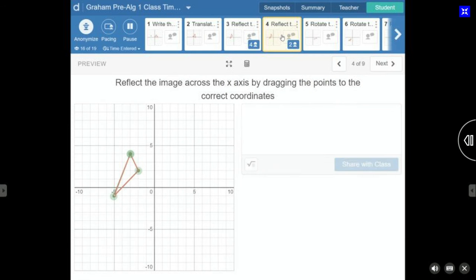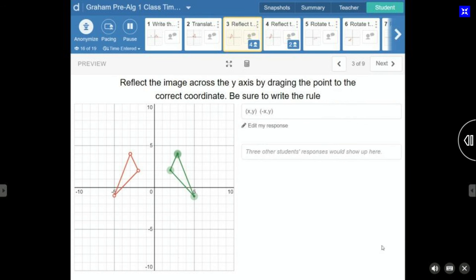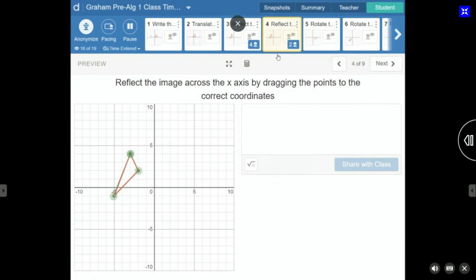All right, 4. What day did you put this in? It should be in your Google Classroom right at the top. Saying rotations. Okay. Looking at 4, we're going across the x-axis. So tell me that rule for the x-axis.